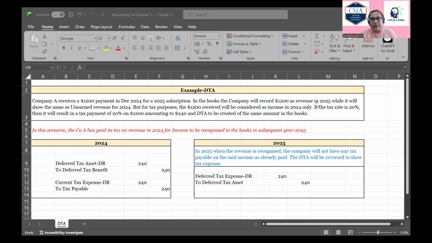Now, in the subsequent year, 25, what is happening when the revenue is recognized? The company will not have any tax payable on the said income as it has already been paid. So the DTA will be reversed to show the tax expense. So what is happening? Deferred tax expense debit to deferred tax asset. If you look at the 2 years' journal entries, the deferred tax asset which got created in 24 is now getting reversed. And that is why we said in our points that in case of temporary differences, ultimately it gets reconciled. So in 24, what got created as DTA is getting reconciled in 25. So this concept should be kept in mind.